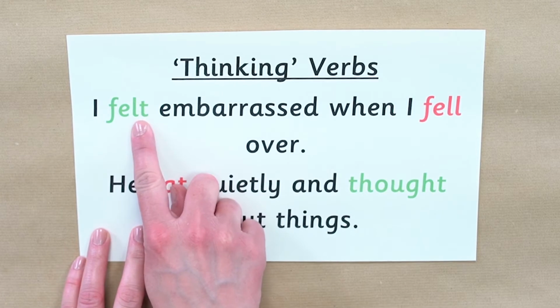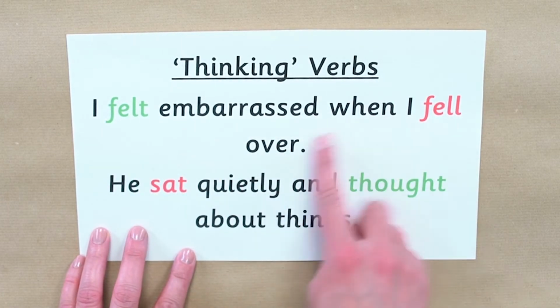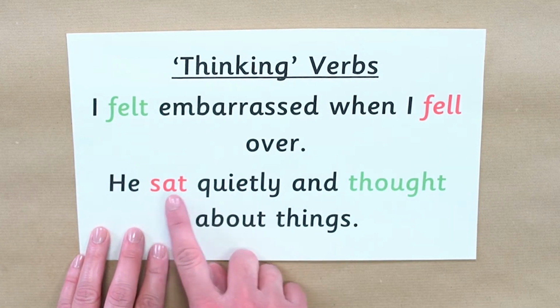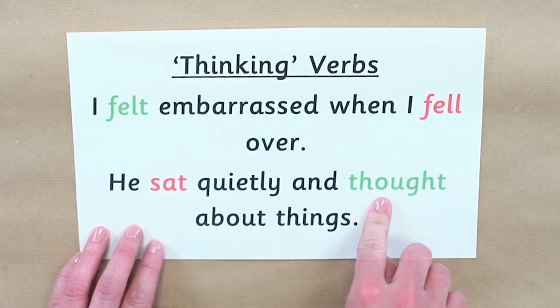Then there are thinking verbs. I felt embarrassed when I fell over. I sat quietly and thought about things. His mum wasn't sure whether to believe him. In these sentences, embarrassed, thought, and believe are all thinking verbs. They may not be something we see, but they're something which you do inside, so they remain a verb.